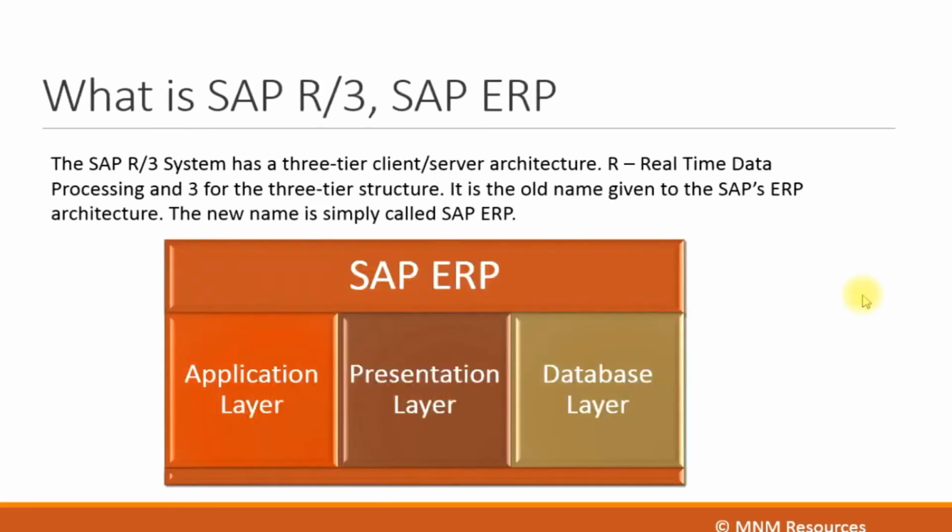Let's look at what is SAP R3 and SAP ERP. The old name given to SAP ERP was R3. Now the R stands for real-time data processing and the 3 is for the 3-tier architecture. So SAP still uses the same 3-tier architecture. That's the application layer, presentation layer and database layer. The new name given to it is SAP ERP. ERP, as you know, of course stands for Enterprise Resource Planning.